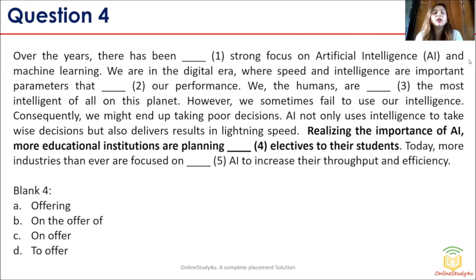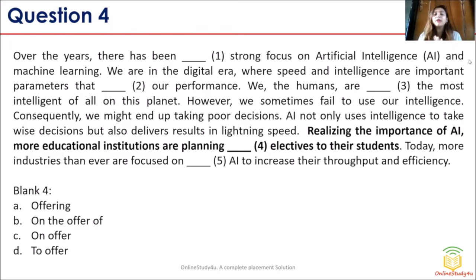Realizing the importance of AI, more educational institutions are planning dash electives to their students. Now, planning offering together does not make sense, right? Planning on the offer of, this again does not make sense. Planning on offer. On offering would have been correct: are planning on offering electives to their students, but this is on offer.